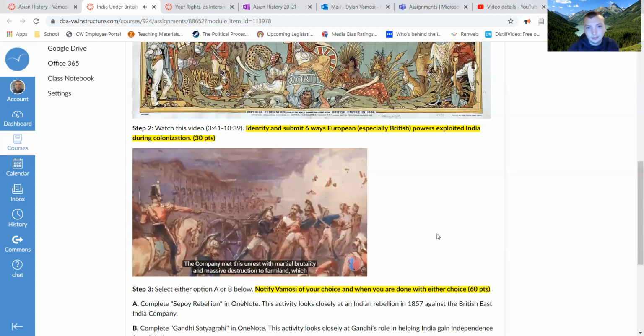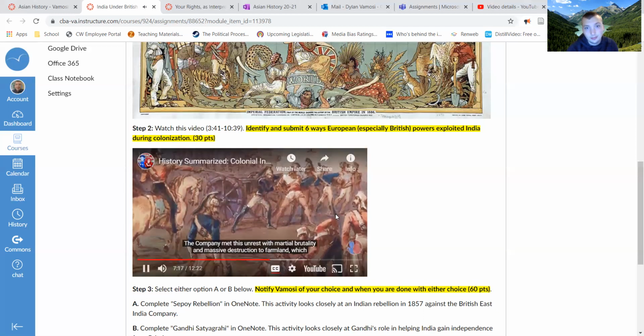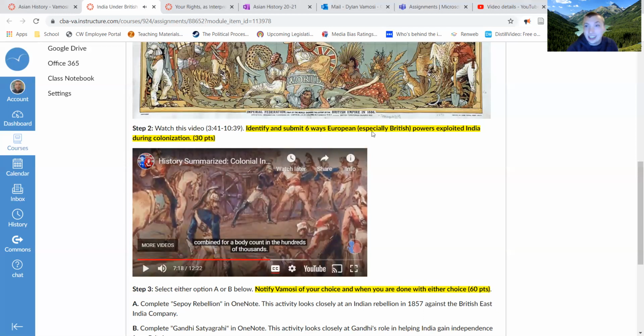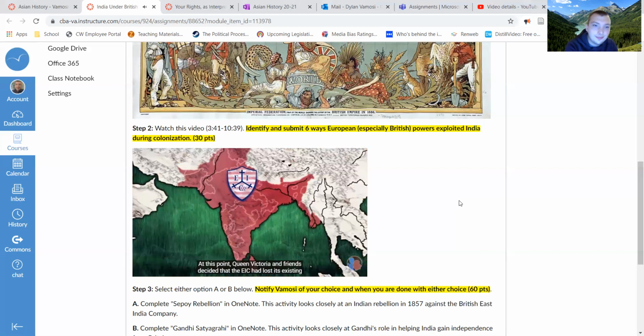The company met this unrest with characteristic extreme brutality and massive destruction to farmland, which combined for a body count in the hundreds of thousands. Again, that exploitation in those ways, I guess that's just straight up physical violence, right, to maintain their power. But the 1850s is really whenever it feels like Great Britain has taken a complete hold on the Indian land. At this point, Queen Victoria and friends decided that the EIC had lost its existing privileges, so the company was dissolved and control of India passed directly to the British Crown.